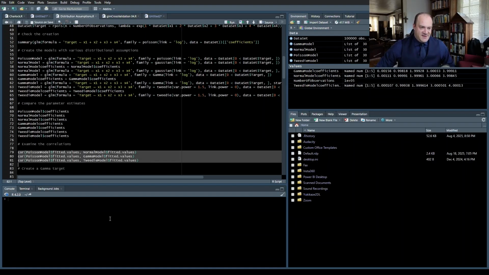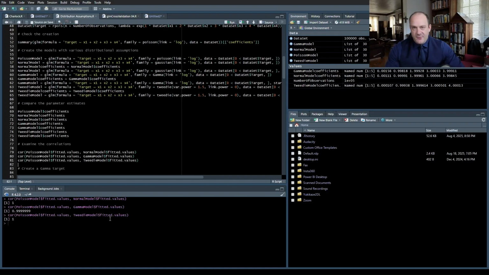And again, you say to yourself, okay, well, what's the material difference between them? The answer is there isn't one. Even though we are deliberately making mistakes, we're creating a Poisson random variable, but then we're modeling it with normal and gamma and Tweedie. It doesn't matter.